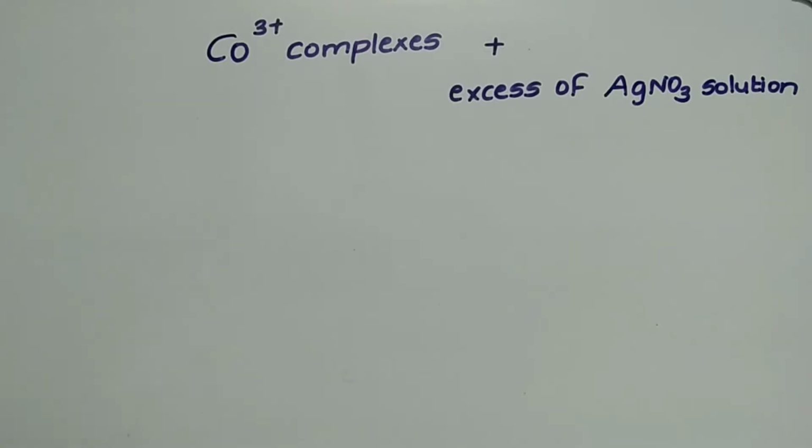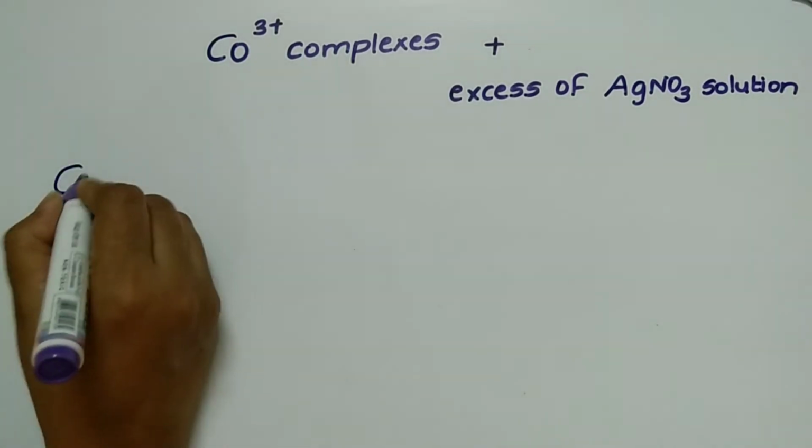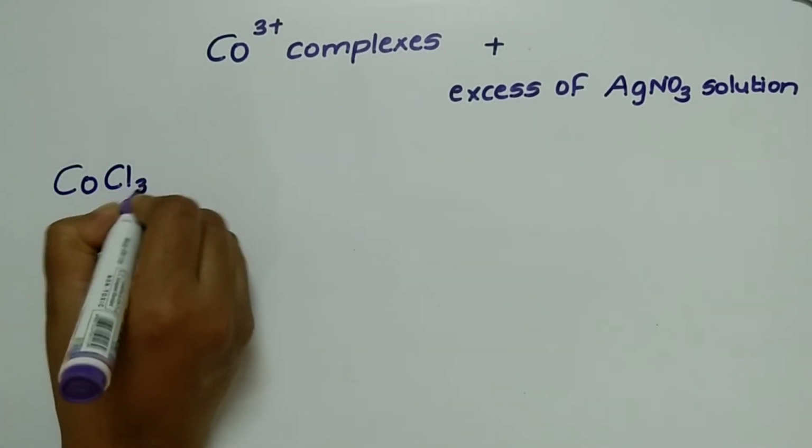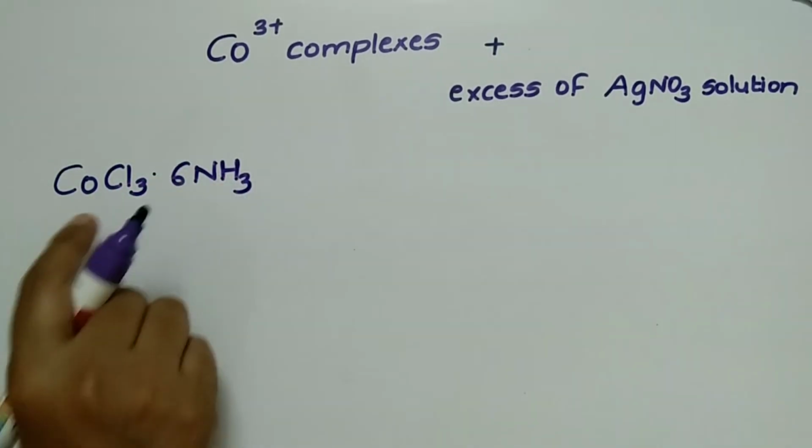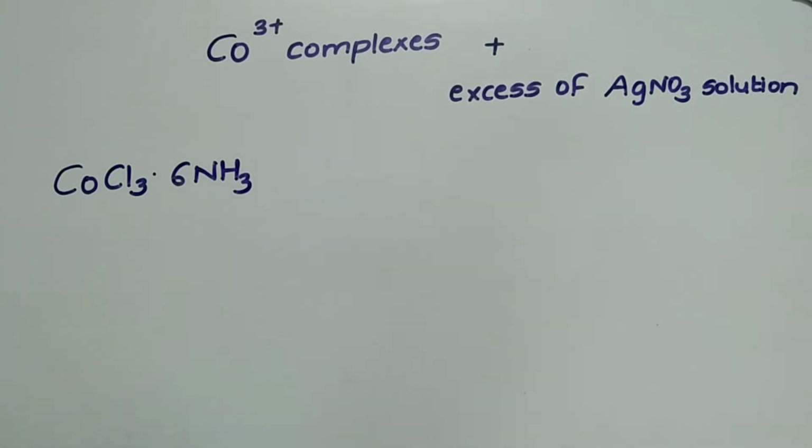So Werner added cobalt 3+ complexes with an excess of silver nitrate solution. Correct. So let's check what it will form. CoCl3 attached with 6NH3, this was the complex he took.